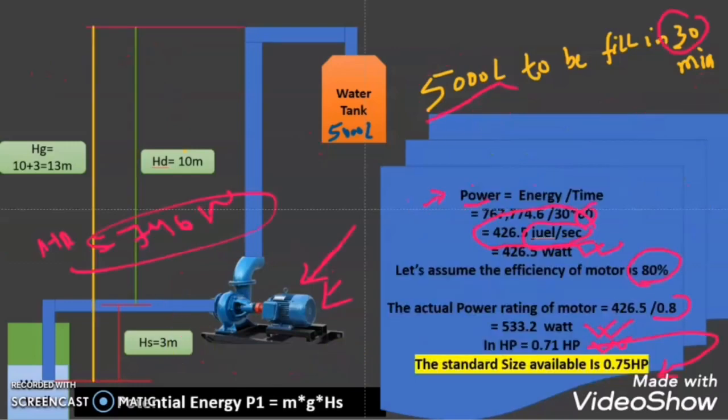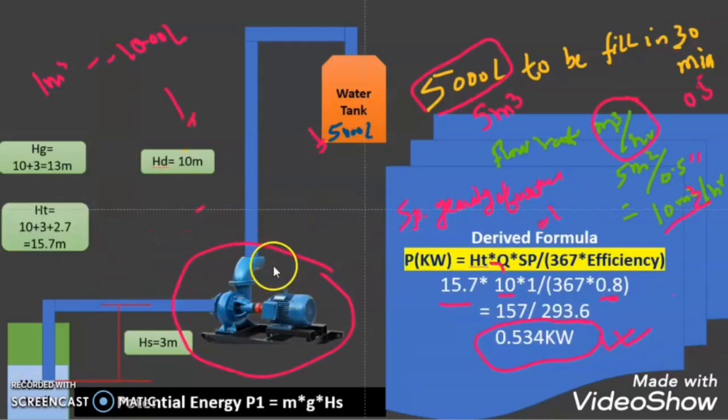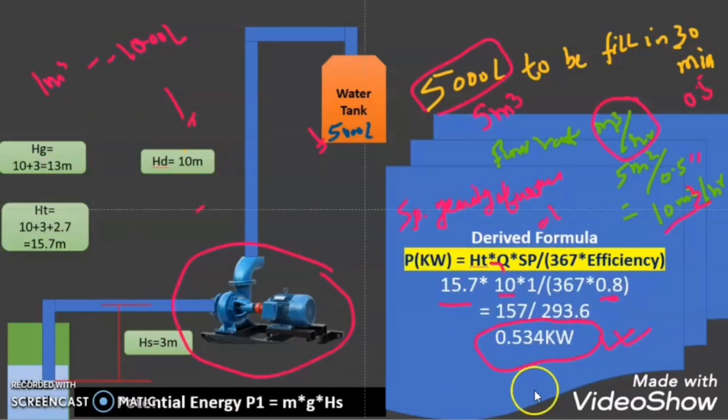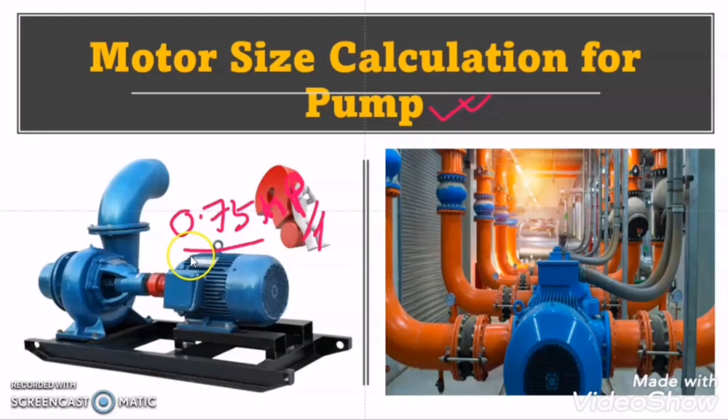When we calculated step by step, we got the power rating as 533.2. And when we calculated the same motor rating with the same conditions using the formula, we got the power rating as 0.534, which is the same: 0.533 is in watt and this is in kilowatt. If you convert into kilowatt, it will be the same, that is 534 watt. So you can use this direct formula also, but I explained all the steps to give you the concept related to this formula. Otherwise you will just remember it to calculate the pump rating, but the concept is important. So our required motor rating is 0.75 HP.